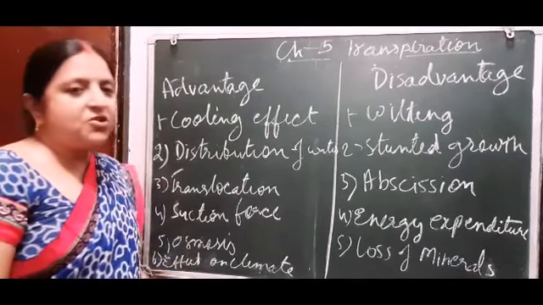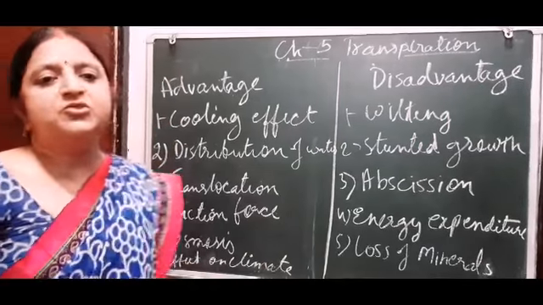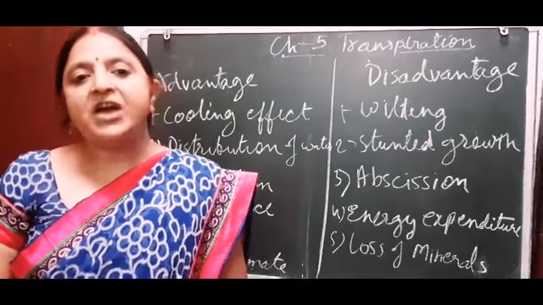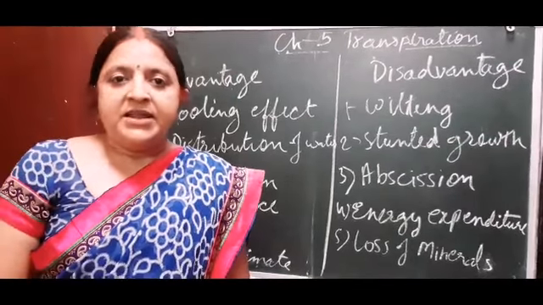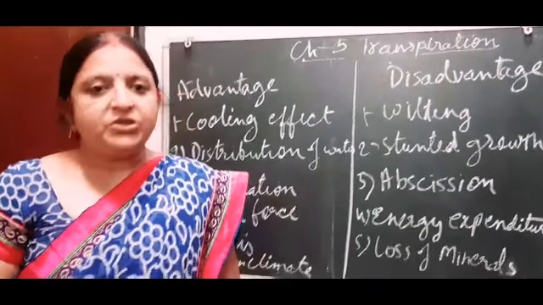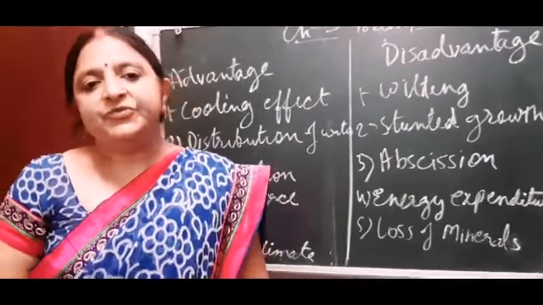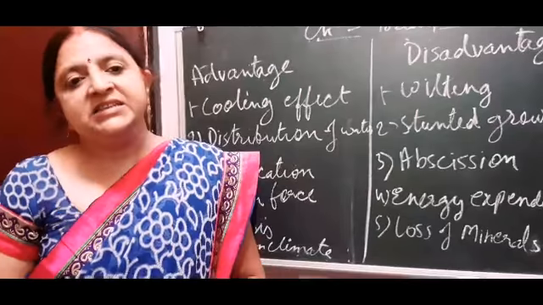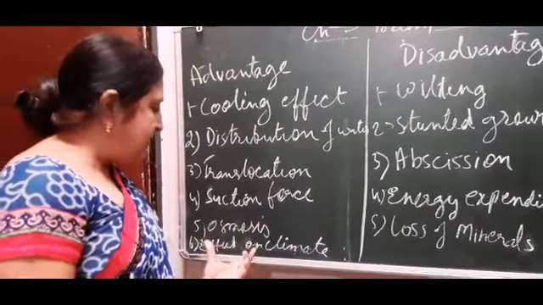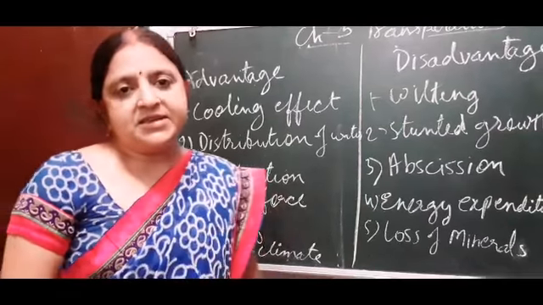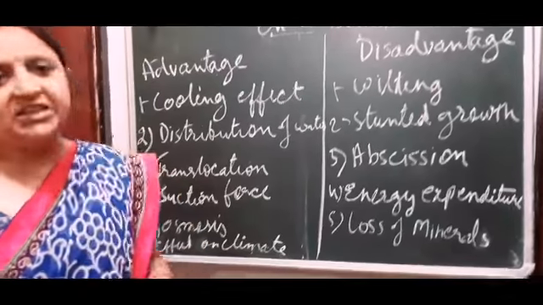Now next, the effect on climate. We all know plants absorb water, and only 2 to 5% of the water is used up by the plant. The rest of the water comes out through the transpiration process, and this water is stored in the atmosphere, and hence it makes moisture in the atmosphere. Hence it also has a good effect on the climate. These are some advantages of transpiration.